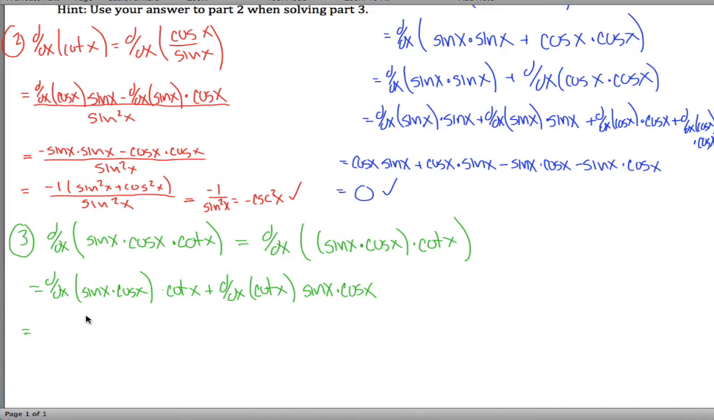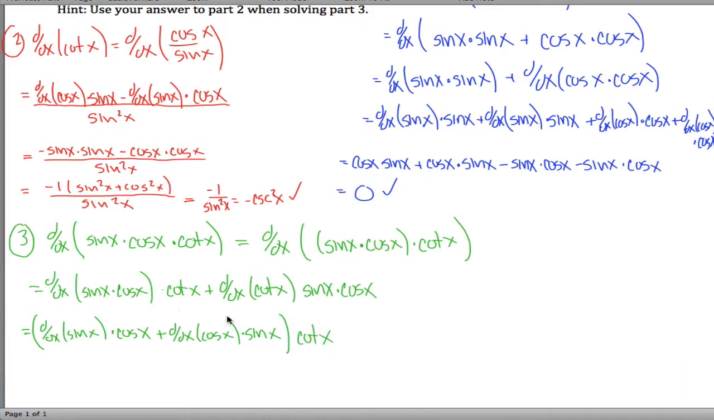However, when you're figuring out all these derivatives, figuring out this first one here, you have to use the product rule again. The derivative of sine times cosine is the derivative of sine times cosine plus the derivative of cosine times sine. So this derivative here is this whole mess. I want this derivative to get multiplied by cotangent of x. So I want this whole mess here to get multiplied by cotangent of x.